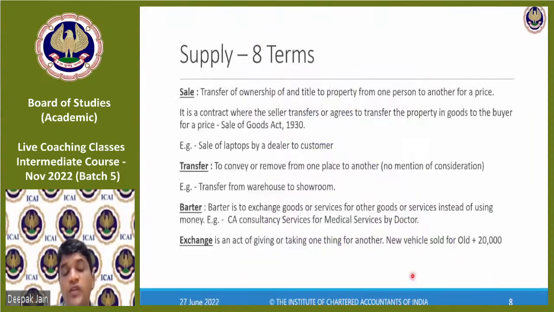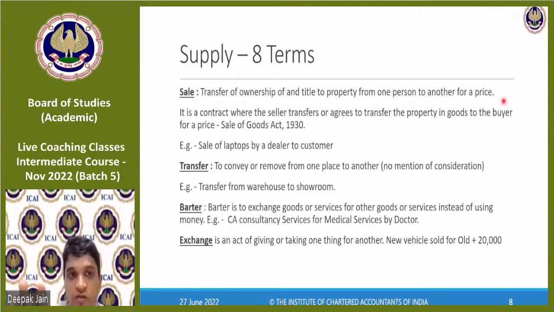Okay. Now we'll go to the meaning of supply. We said that supply includes 8 terms. First is sale. What is sale? Sale means transfer of ownership of the title to property from one person to another person for a price. So if I agree to give something to you, that is sale. I can give it to you or I can agree to give it to you. Both are a sale, wherein I agree for a transfer of ownership.